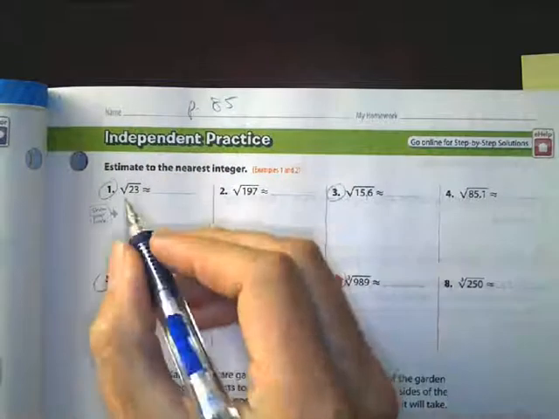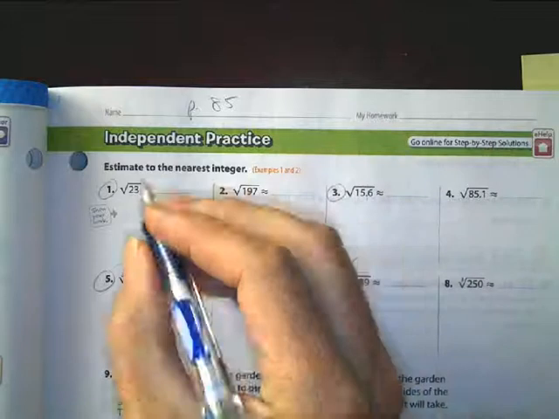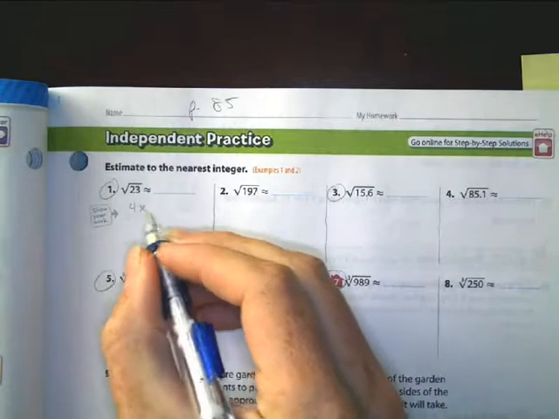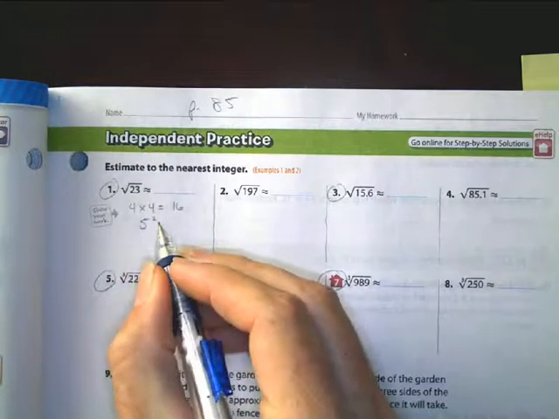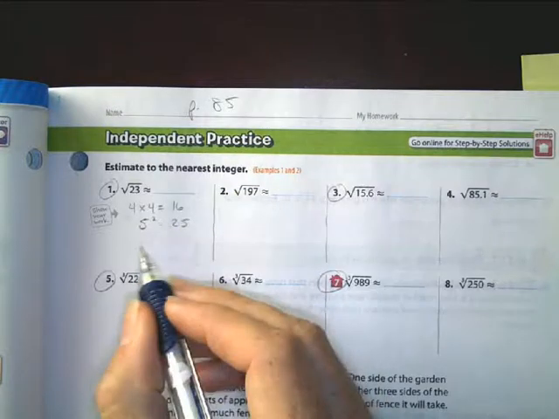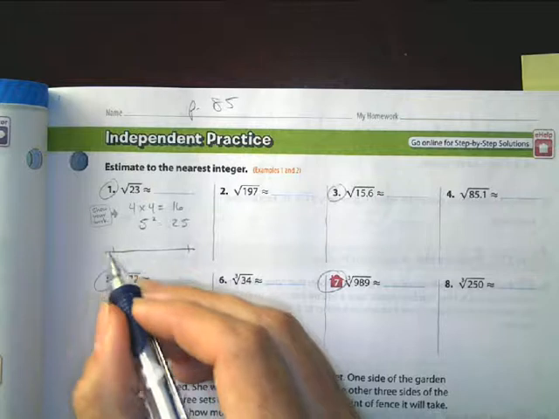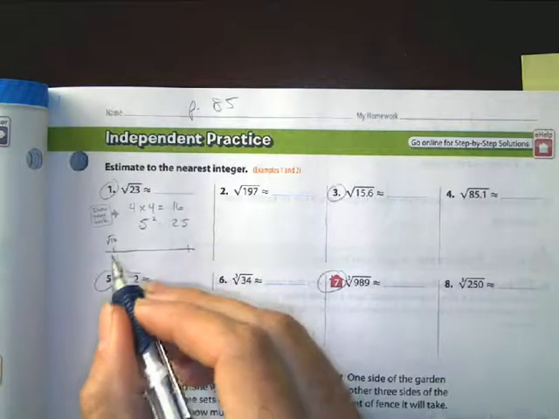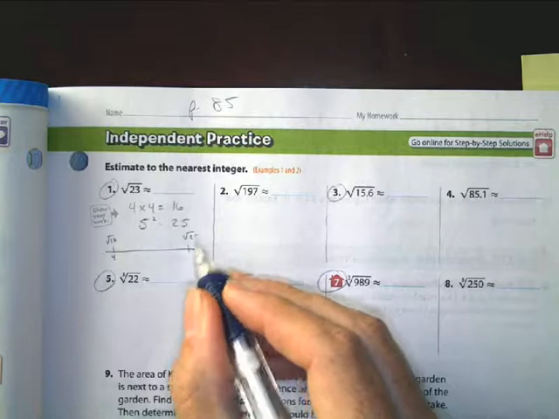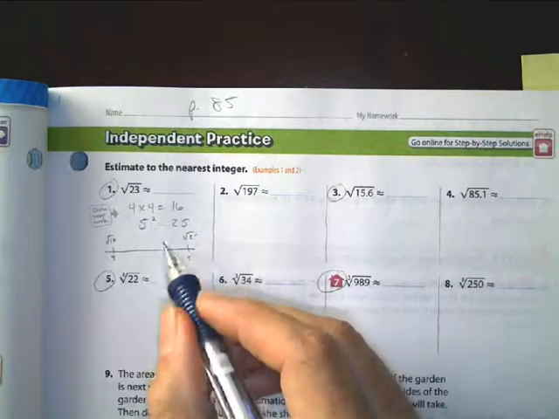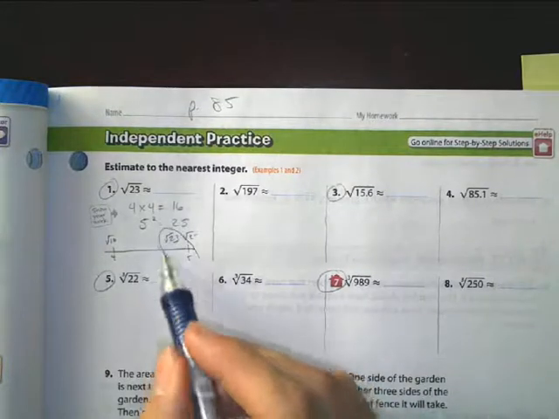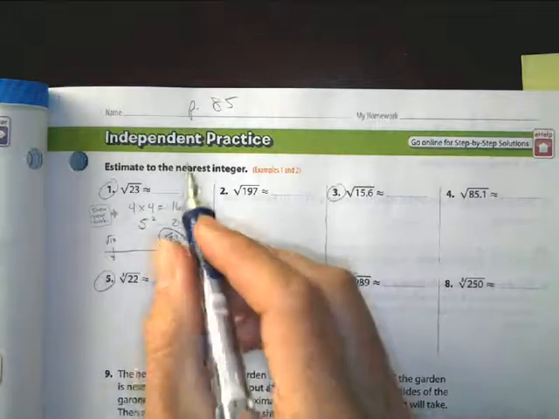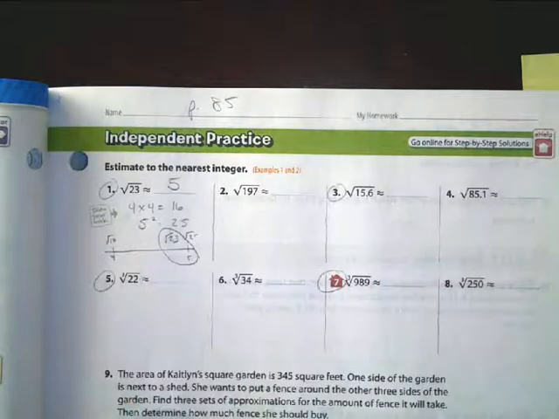When I look at the square root of 23, I want to ask myself, all right, well, what do I know? I know that 4 times 4, or 4 squared, equals 16. And I know that 5 squared equals 25. So if I had a number line, the square root of 16 is over here at 4, and the square root of 25 is here at 5. And we're dealing with the square root of 23. Well, the square root of 23, to me, appears to be much closer to 5 than it does to 4. And so we would say the square root of 23 is about 5. Again, it's not fully 5, but it's close to that one.